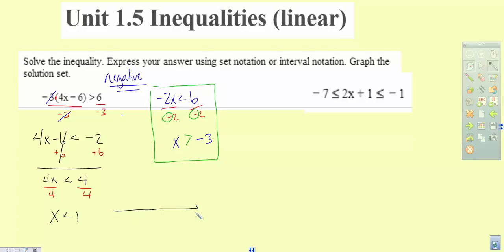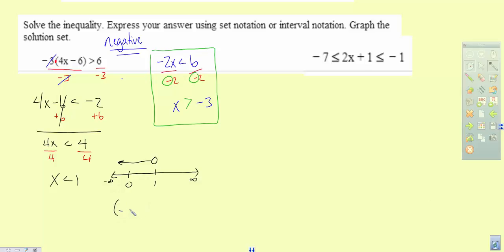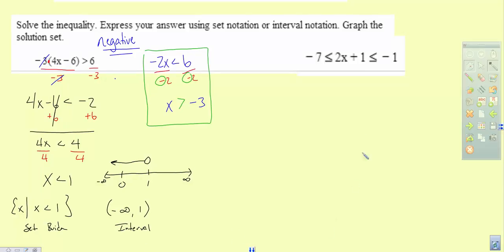Remember, you might want to draw a number line to help you visualize. There's 0 and there's 1. We have an open circle, and x is less than 1, so we're an open circle going towards negative infinity. Negative infinity would be over here, positive over here. When I put this in interval notation, that would be negative infinity to 1, open parentheses on both. In set builder, that would be x such that x is less than 1. So we have set builder, and we have interval notation.